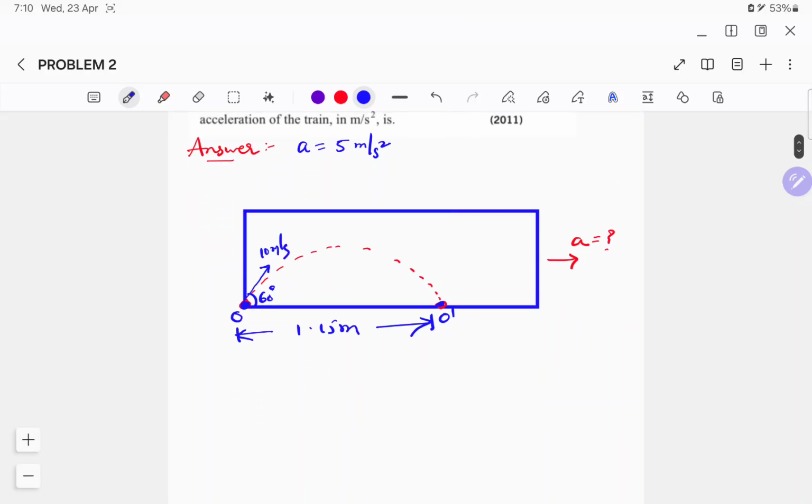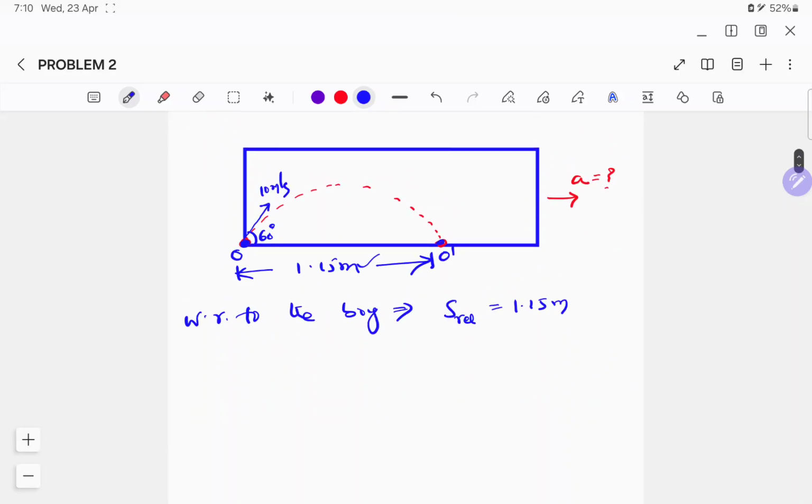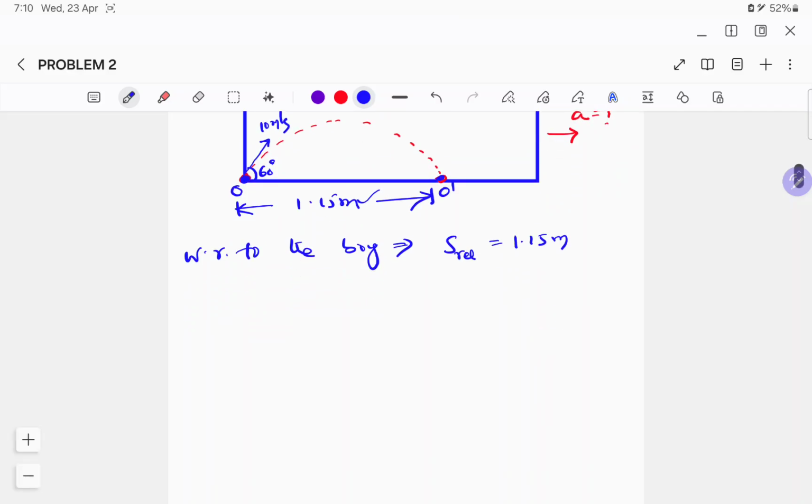So with respect to the boy, or with respect to the train, to catch the ball he has to travel a distance of 1.15 meter, which we can say is a relative distance of 1.15 meter. Okay, and to help everyone understand this scenario, let me explain with a detailed analysis as shown here.